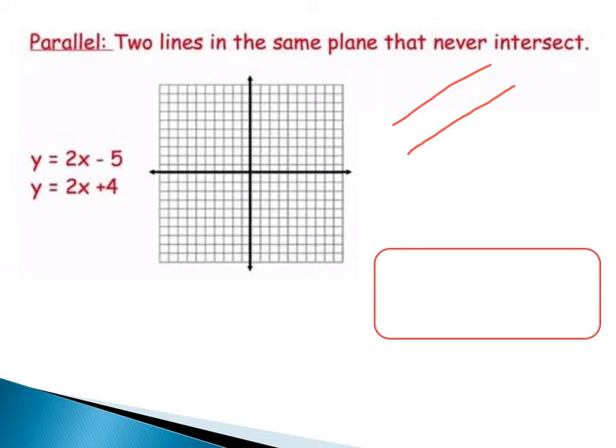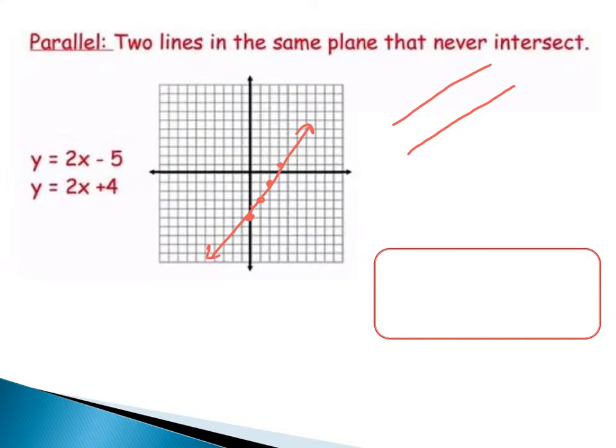So, for example, here are two lines, y equals 2x minus 5 and y equals 2x plus 4. To show you that these lines are parallel, let's go ahead and graph these two equations. The first one, y equals 2x minus 5. With this one, I'm going to start with my y-intercept of negative 5. That'd be down here, and then I'm going to apply my slope of up 2 over 1, up 2 over 1, and so on, and graph my line like this.